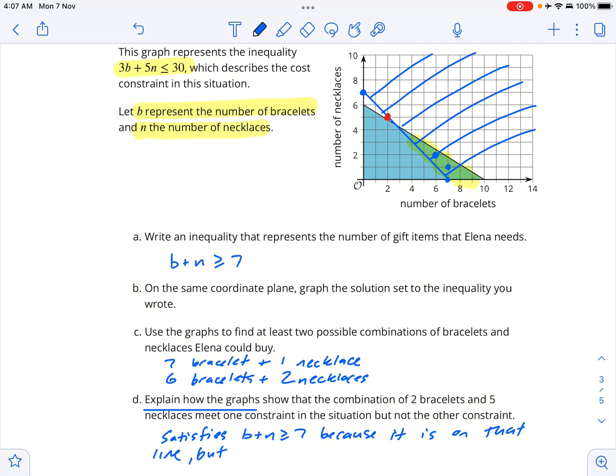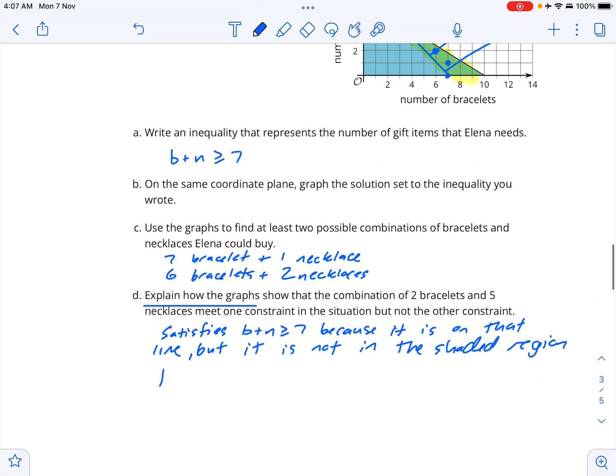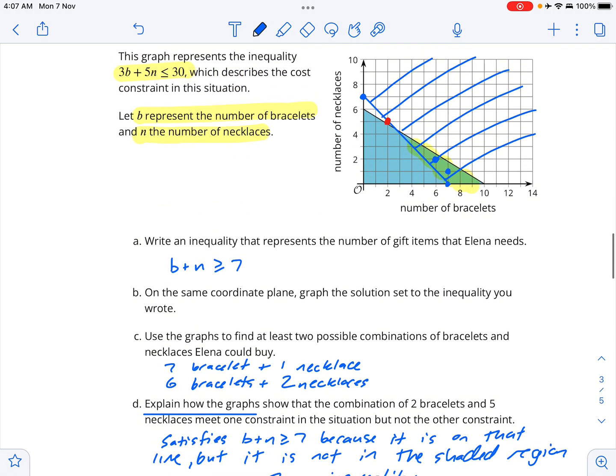But it is not in the shaded region for our other inequality. So if it's not in that shaded region, it's not going to work. So that other inequality is 3B plus 5N is less than or equal to 30. And again, I could plug in 2 and 5 into this, but that's not what the question's wanting you to do. It's wanting you to use just the graph.